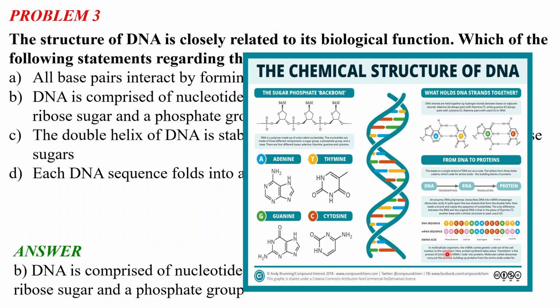In multicellular organisms, the mRNA carries the genetic code from the cell nucleus to the cytoplasm, and here protein synthesis takes place. Translation is the process of turning the mRNA's code into protein. Molecules called ribosomes carry out the process, building up the proteins from the amino acids the code specifies. So, all this protein synthesis and everything we will discuss later on also. So, this was regarding the structure of DNA, and I think most of you have given the correct answer. So, now let us move forward.